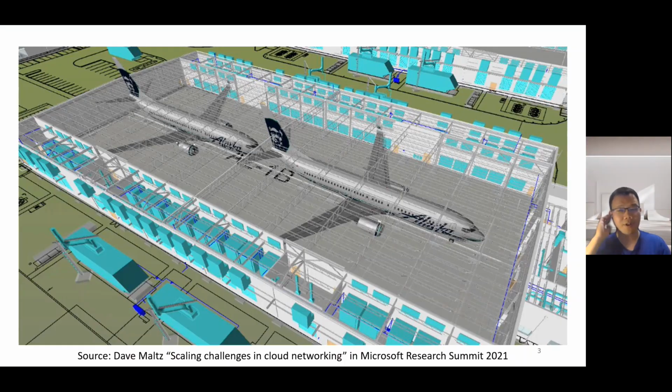So to give you some sense of the physical size of data centers, I borrowed this figure from my colleague Dave's talk last year. This is an architecture rendering of one of our production data center buildings. Note that we don't really put any 747 in our data center, so don't worry about that. But these two 747s give you some sense of how large the physical space is. That's why a production data center can easily host tens of thousands of machines.